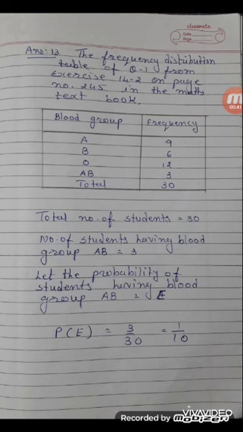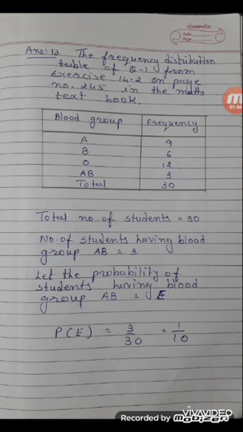Here, answer number 13. The frequency distribution table of question number 1 from exercise 14.2 on page number 245 in the maths textbook. Here we make a table for blood group and frequency. Blood group A, 9 students. Blood group B, 6 students. Blood group O, 12 students. Blood group AB is equal to 3 students.